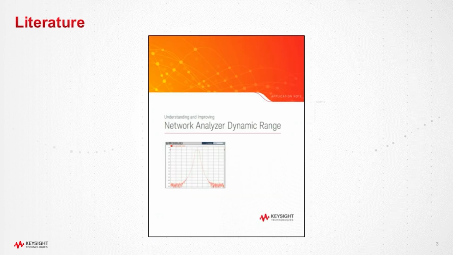The last piece is Understanding and Improving Network Analyzer Dynamic Range. This is a great piece for going a little deeper into the math behind dynamic range and the noise floor, and it also goes in depth about ways you can improve your dynamic range. It talks about the pros and cons of averaging, changing your intermediate frequency bandwidth, and things like that. This is a great resource for getting to the next level of understanding of dynamic range because it's one of the most important topics when it comes to network analyzers and making measurements.